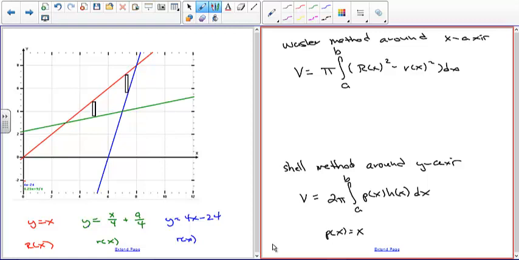So I've even showed you what they are here. That's your inside radius. That's the distance from the x-axis to the closest part of the rectangle, which is the green curve for the first interval and the blue curve for the second interval. And the outside radius is the curve that's furthest away from the axis, which is the red curve.